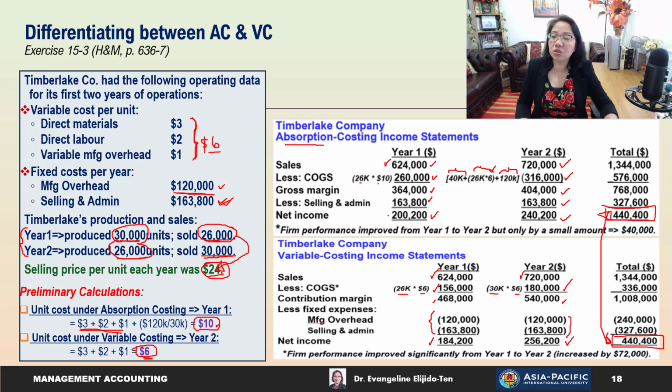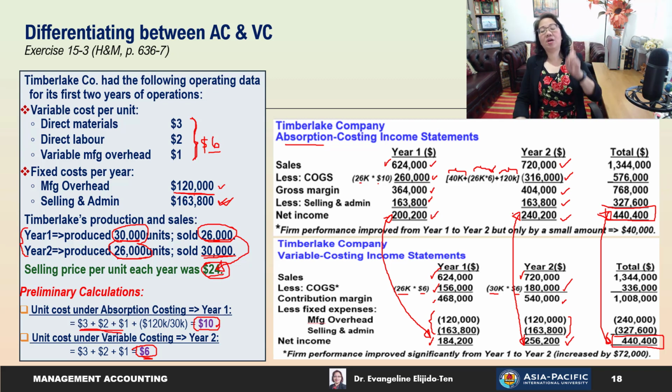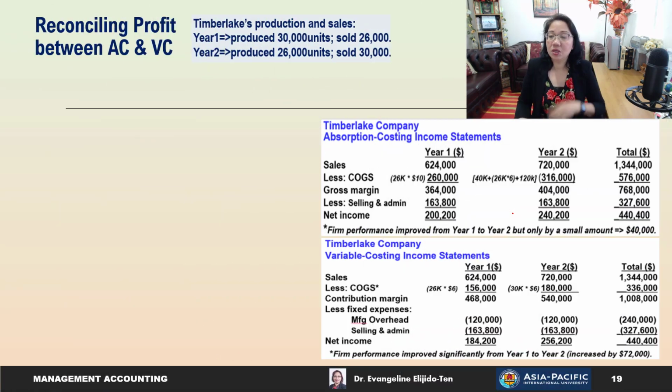But in terms of the net income for year 1, they are different. And also for year 2, they are different. Why is that? Because whenever there is a change in inventory, the profit under absorption and variable costing will be different. So whenever your production is not equal to your sales, there will be differences in profit calculated under absorption and variable costing. So this time, we'll learn to reconcile the profit between absorption and variable costing.